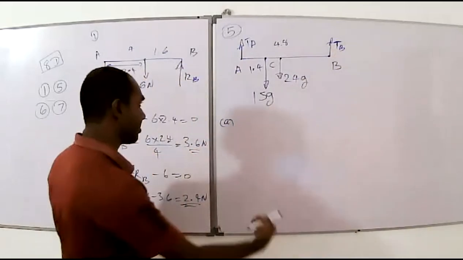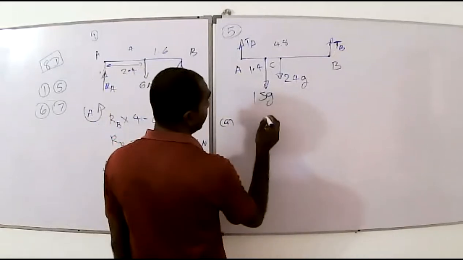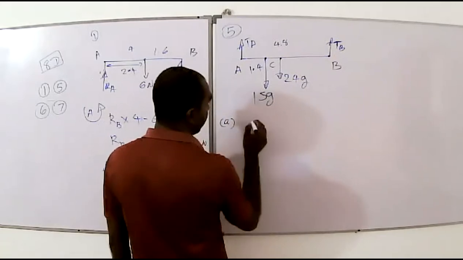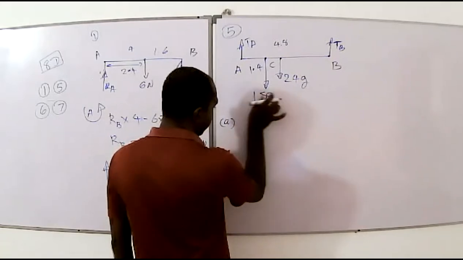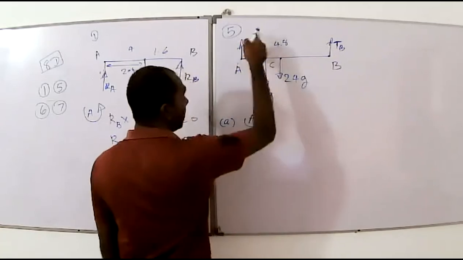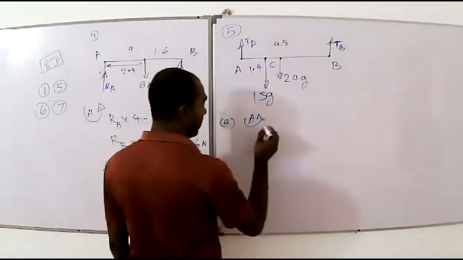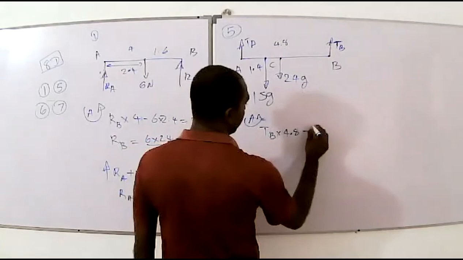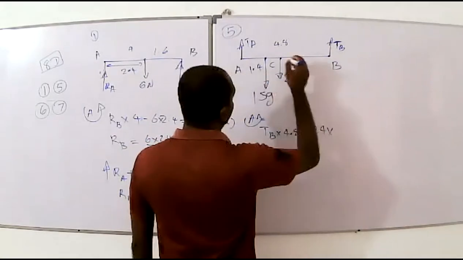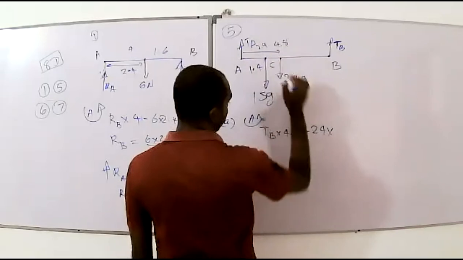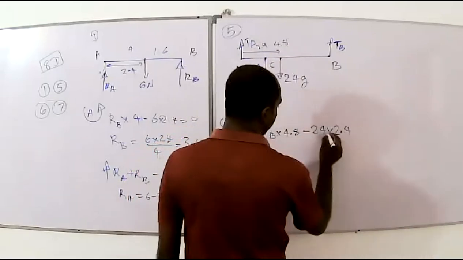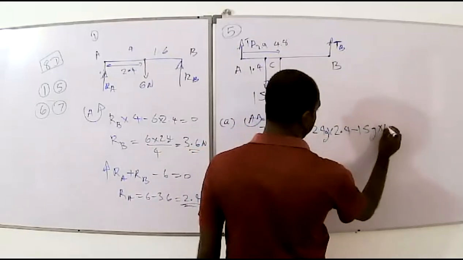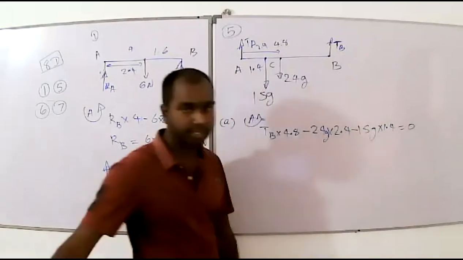What do you have to do? I'm going to take anti-clockwise moments around point A. Why point A? Because I can cancel off the tension at A. So I will have TB times 4.8, and here 24G times 2.4, and minus 15G times 1.4 is equal to 0.